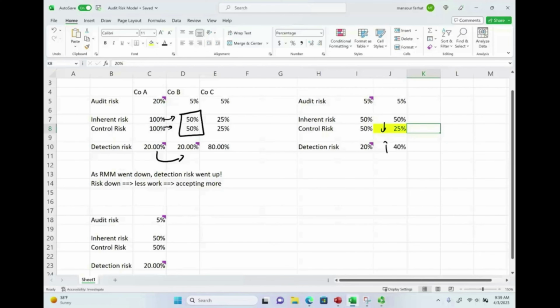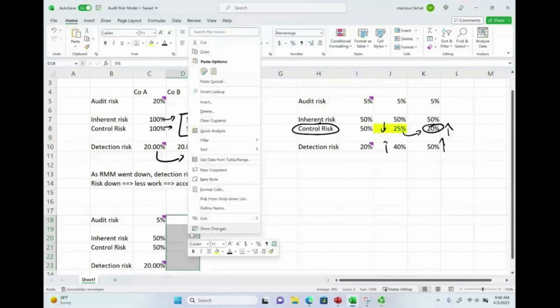Why? Because they have a better control risk. A better control risk gives me more comfort. I'm willing to take a 40% chance of my detection risk. Let's look at a different scenario. Let's assume I lower it further, from 25 to 20. I even have a better control risk. Notice, the better my control risk, the higher is my detection risk. The more comfortable, the more chance I'm willing to take with this company.